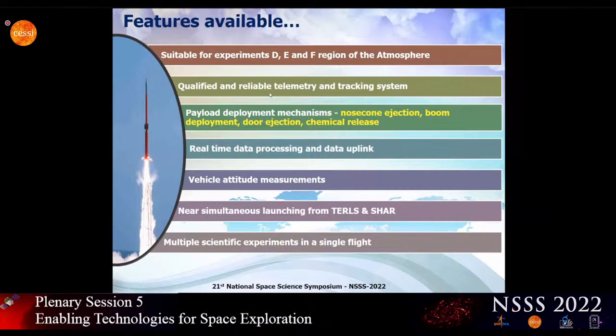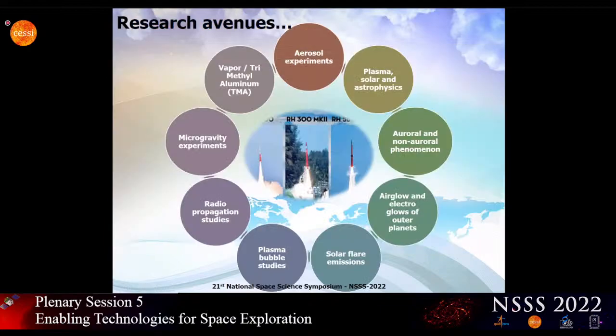We have very qualified and reliable telemetry and tracking systems, and payload deployment mechanisms like nose cone ejection, boom deployment, door ejection, and chemical release. All these things are proven and available. We have real-time data processing and data uplink. We can give you vehicle attitude measurements, and near simultaneous launching from TERLS and SHAR. We also have multiple scientific experiments in a single flight, as shown by our SAUREX and DEOS flights. And the research avenues are plenty: aerosol, plasma, solar physics, auroral and non-auroral phenomena, airglow, solar flare emissions, plasma bubble, radio propagation, microgravity experiments, and chemical release systems.